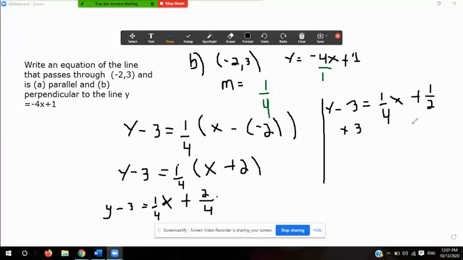And 1/2 plus 3. So basically, this side is going to cancel out, leaving my y isolated. So I have y equals 1/4 x. Now I'm going to explain something to you guys. I mentioned it in class, but this is something that can only be done when the fraction that you're adding is 1/2. So basically you have 1/2 plus 3.